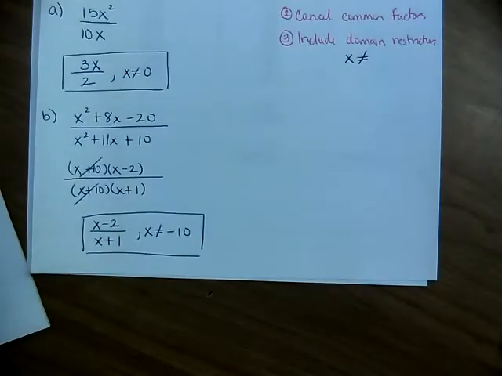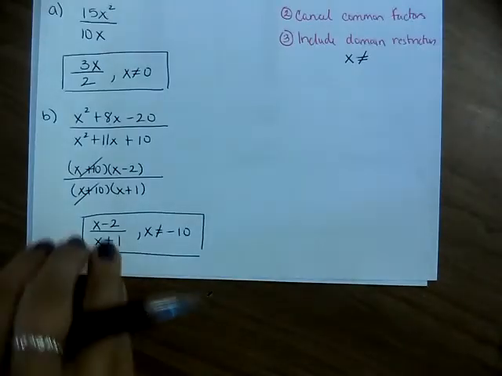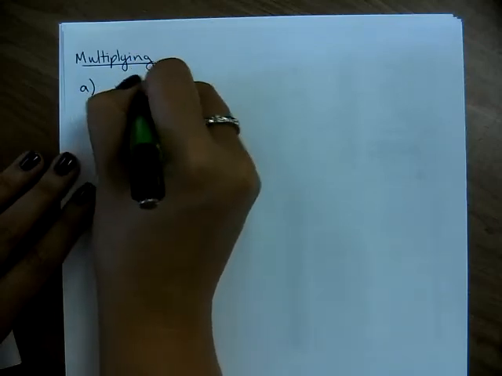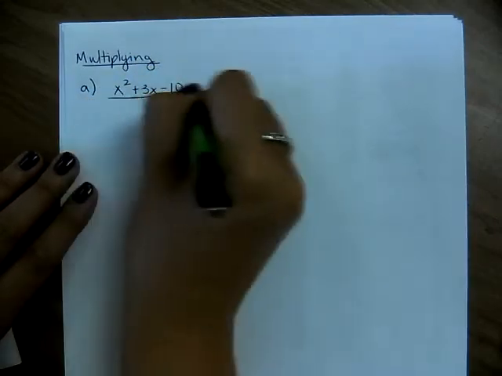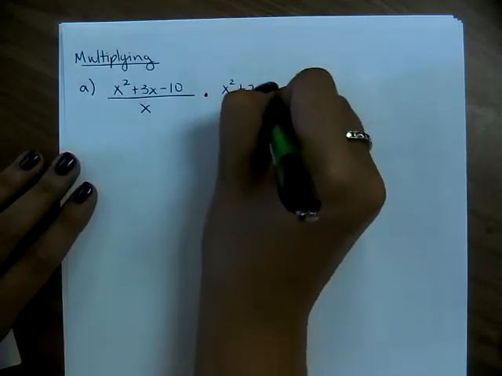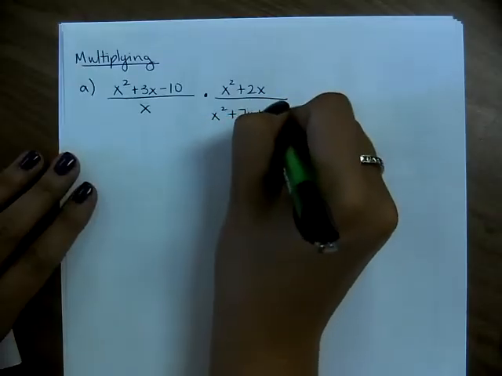Questions on B? All right, now we're going to try some specific operations. So we're still simplifying, but this time we're going to talk about multiplying. So let's say x squared plus 3x minus 10 over x times x squared plus 2x over x squared plus 7x plus 10.